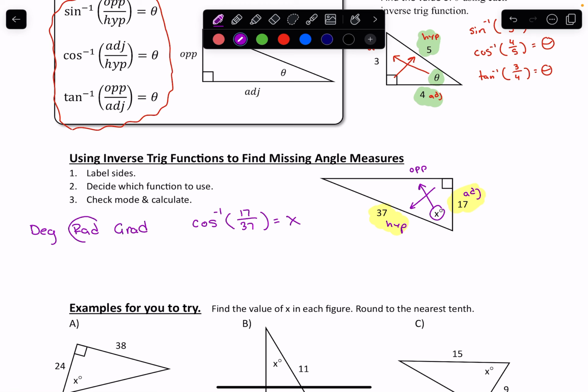Radian is something that we use in calculus. You don't want that highlighted. Gradient is something that you use in some of your college and topography classes. We don't want grade. We want degrees selected. If it is not selected, it's going to give you the wrong answer.